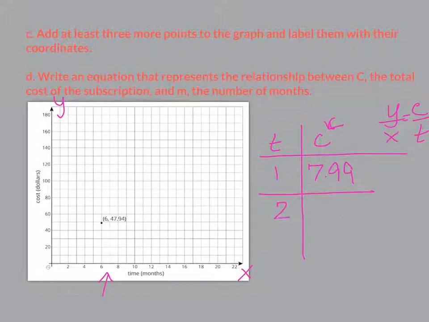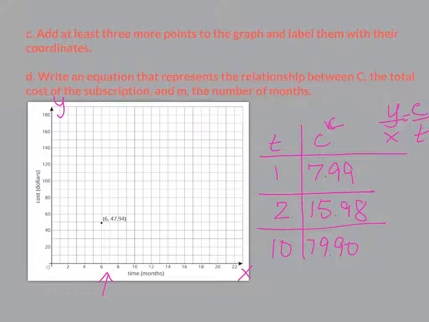So if I just go right along, 2 times $7.99, of course, is $15.98. And I could go right up to that 10. 10 times $7.99 would be $79.90.